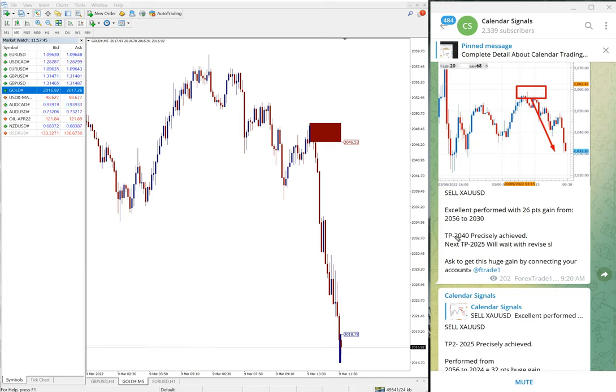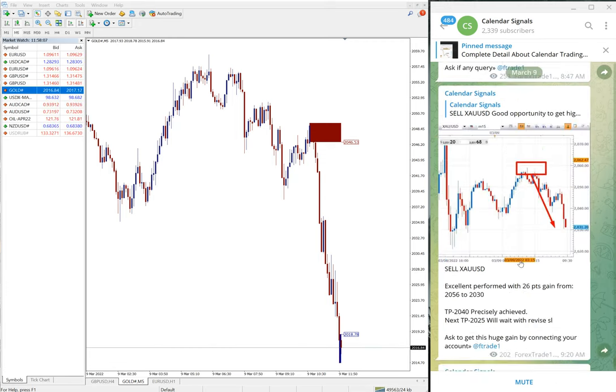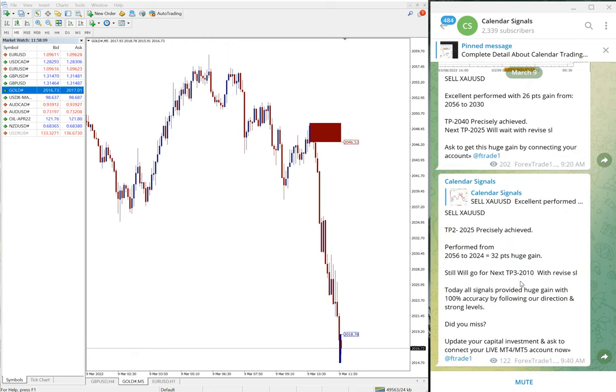And our given targets, both the targets reached. You can see here we have updated target reached, and then the next target we gave, 2025, that also reached, and low traded 2014, as of 14 or 15, we can say. So very good performance on gold, around 40 plus points profit on gold.